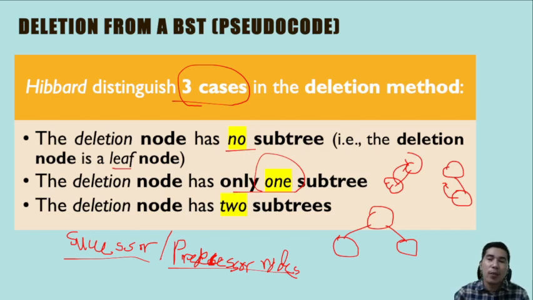In our next topic, we are going to discuss that. We are actually going to focus on that particular topic: deletion, or how to delete a particular node from our binary search tree.